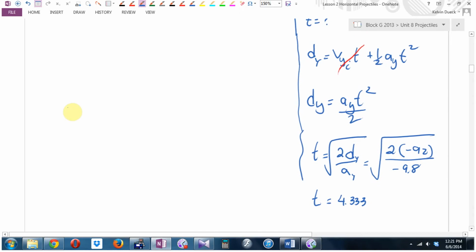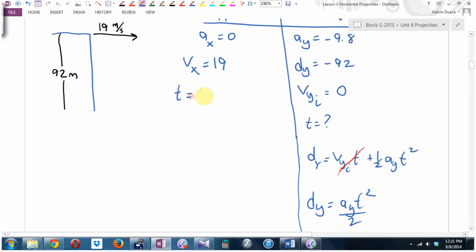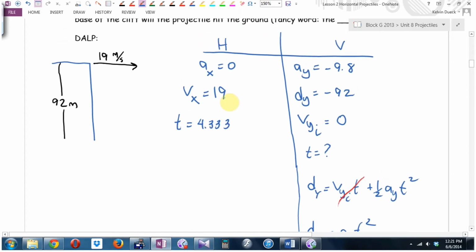How long does it take to hit the ground? 4.33. How long is it traveling sideways for? 4.33. Oh, are you saying that I can also put that T in the horizontal column? How many things do I have in the horizontal column now? Three? Oh, I can find four. By the way, no pun intended, on projectile questions, you're going to spend most of your time finding time. In fact, if you know the time of flight, the question falls apart. Then it's plug and chug.